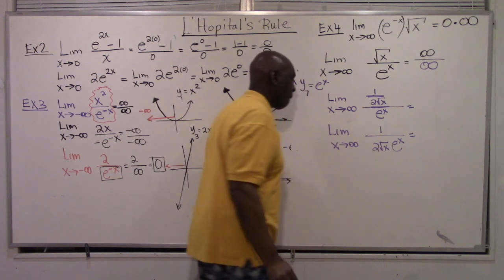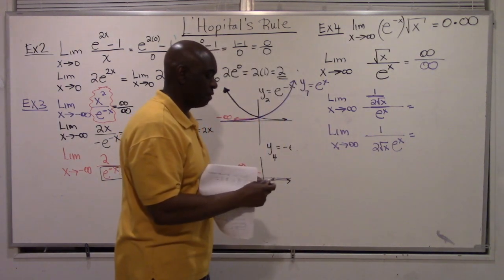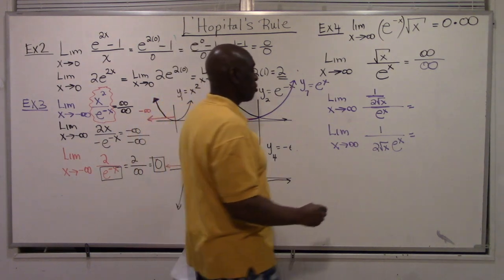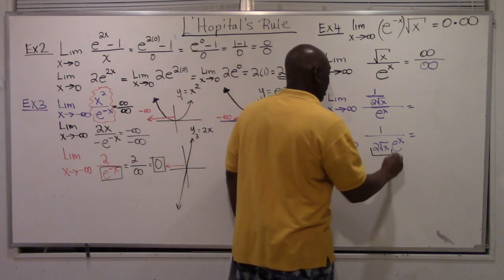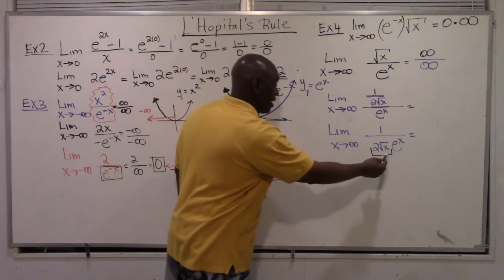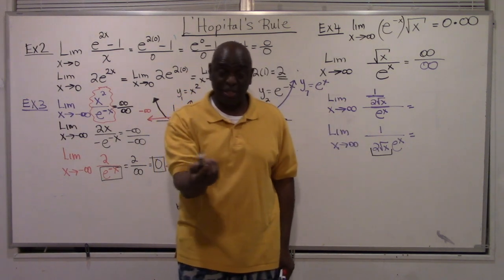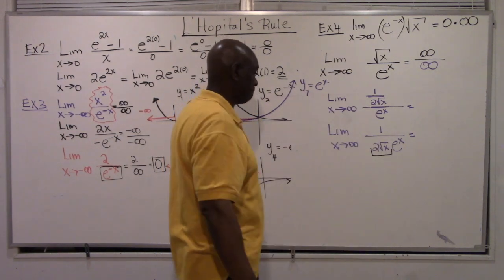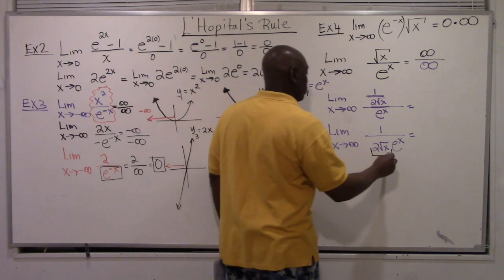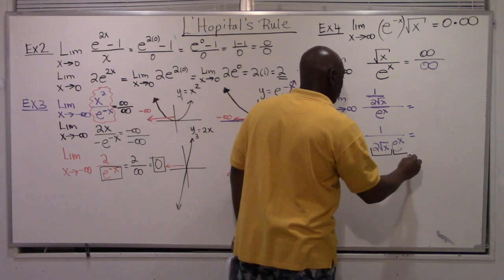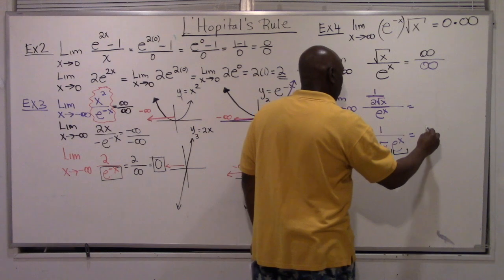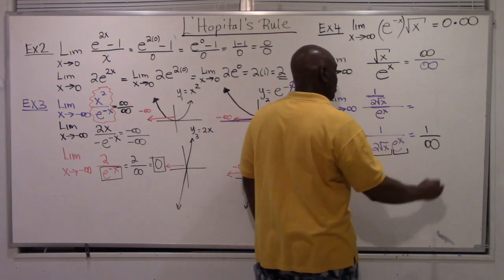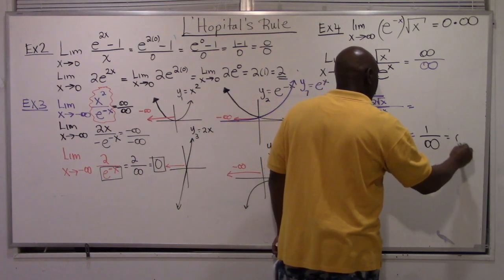Well, what does that equal? Here's what we know. We know 2 to the x goes to infinity as x goes to infinity. As x goes to infinity, 2 square root x also goes to infinity. We know that as x goes to infinity, e to the x also goes to infinity. So we're going to have 1 divided by infinity, which just happens to be, again, 0.